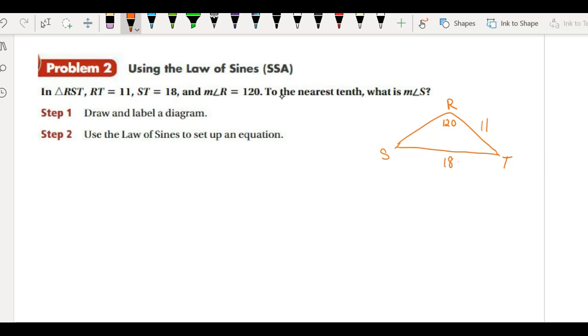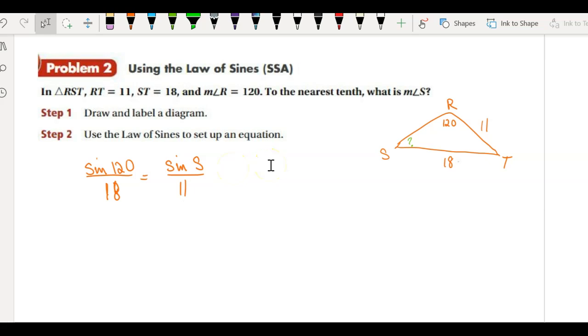So now I need to set up my equation. What am I looking for? I am looking for the measure of angle S. So I am going to say the sine of 120 degrees divided by 18 is equal to the sine of S divided by 11. So the angle over the side, the angle over the side. So now I have to solve. S is my variable.